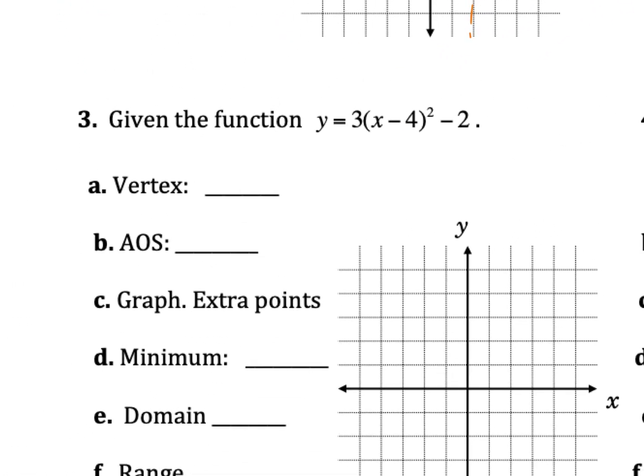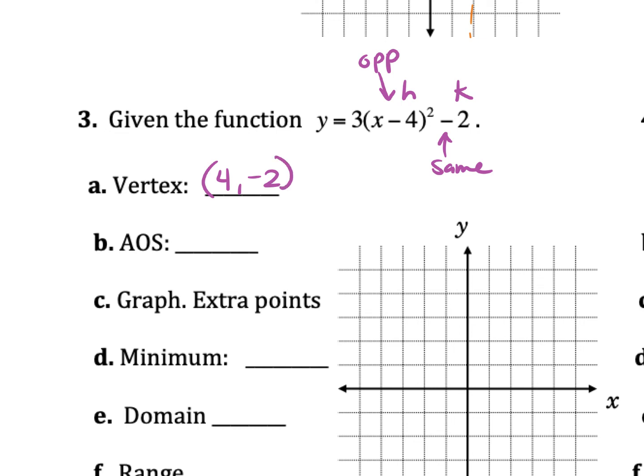We said your vertex is always (h, k). What is that right now? That is a positive 4 and a negative 2. Remember, it's the opposite of what it looks like inside. It's the same as what it looks like outside. Okay, so (4, -2) is your vertex.